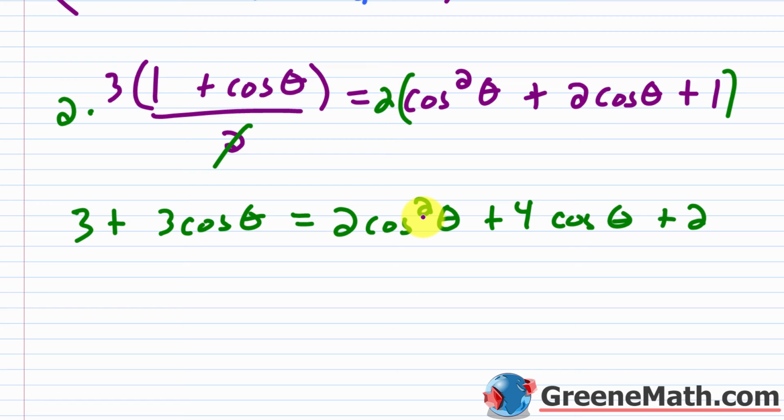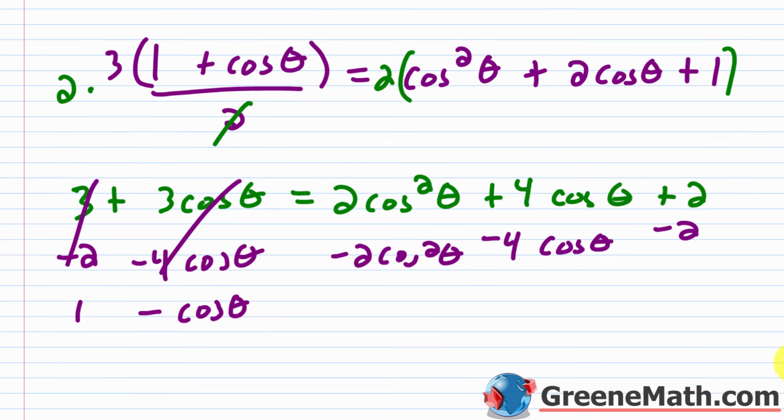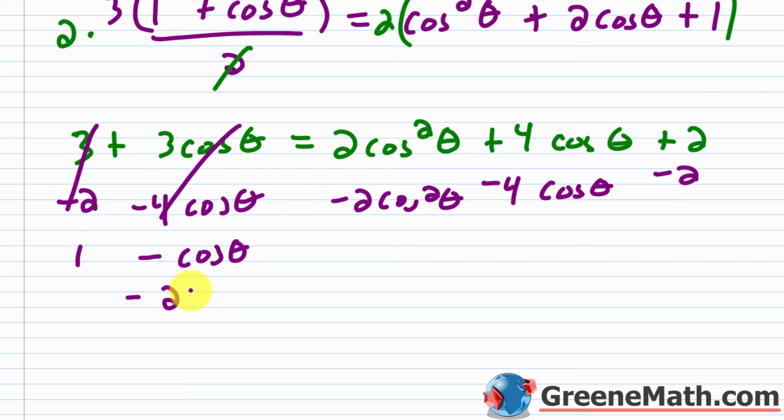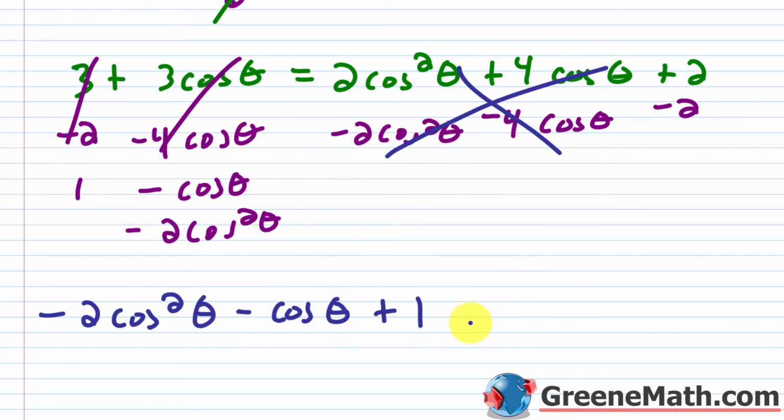Basically, let's move everything to the left because that's where I like it. So let's subtract 2. So basically, this is going to be 1. Let's go ahead and subtract 4 times the cosine of theta. So this is going to be negative cosine of theta. And then let's subtract 2 times cosine squared theta. So minus 2 times cosine squared of theta. I know this is kind of getting a little messy, but let's just write it neatly now. We'll put negative 2 times cosine squared theta, and then minus cosine of theta, then plus 1. And of course, everything's gone from over here, so this equals 0.